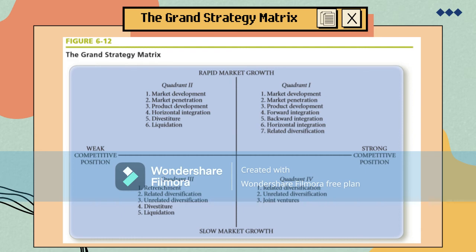So, if your company or your firm is in this position, of course, kailangan yung company mo ay mag-take action or gumawa ng major changes para ma-improve yung competitive position ng firm na ito. Or the company should focus on ways they can improve their competitiveness to move into quadrant 2. In this quadrant, the firm may use 5 strategies such as retrenchment, related diversification, unrelated diversification, divestiture, and liquidation.